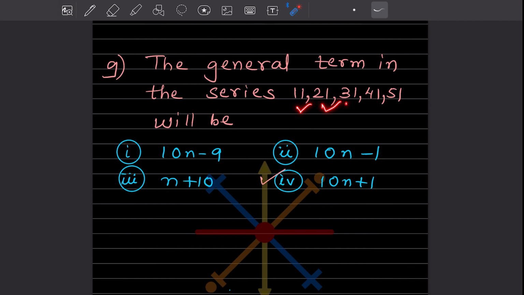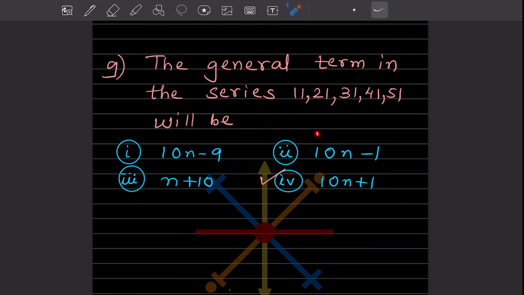Now we will see the general term in the series. These are the numbers given. They have given the nth term, as they have asked for the general term. Everywhere you can see n. So what are we going to do for the first term? Let us calculate. Wherever you see n, you are going to put 1. So 10 into 1 minus 9. 10 minus 9 is going to be 1, isn't it? But this doesn't satisfy. The first number is 11. So this cannot be.